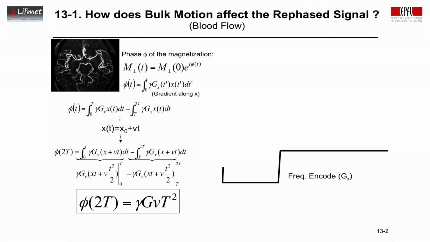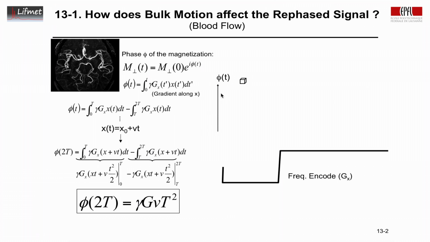So we have a phase now of the magnetization that is changed depending on the velocity in the direction of the gradient and the gradient strength, as well as the duration of the gradient application. So we'll look now graphically at the implication of this. We'll first plot the phase as a function of time.